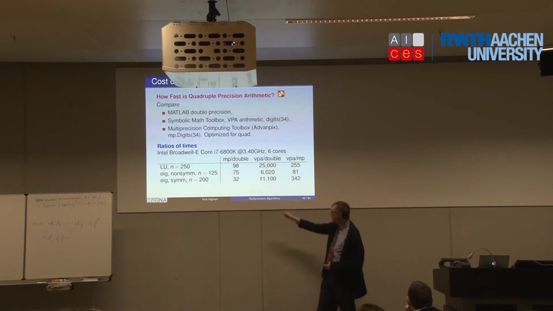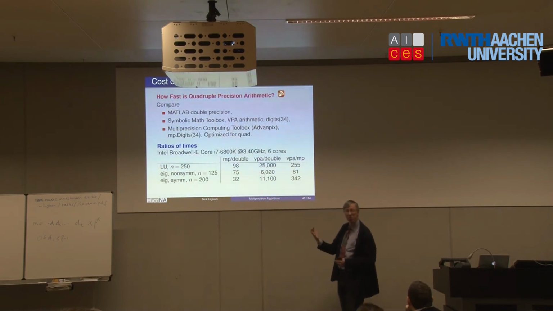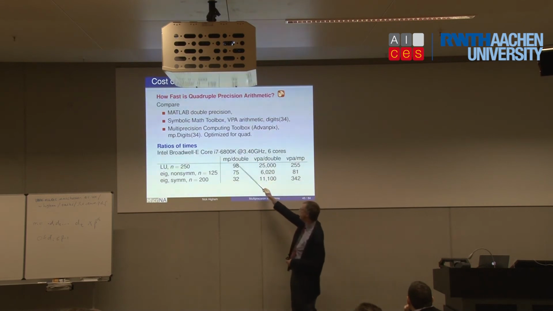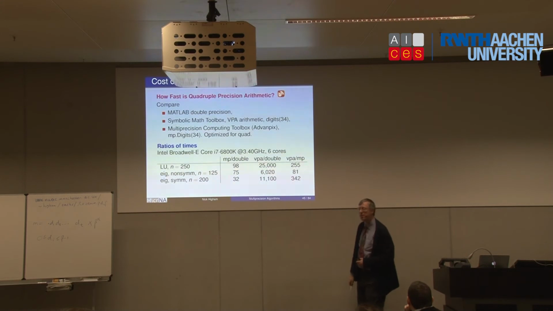So for LU, I call the built-in MATLAB LU on a double matrix. I run it once, time it, and then I call the Advampix version with the matrix now converted to 32 digits. And the ratio of times here was 98. So the quad precision computation was 98 times slower than the double one.